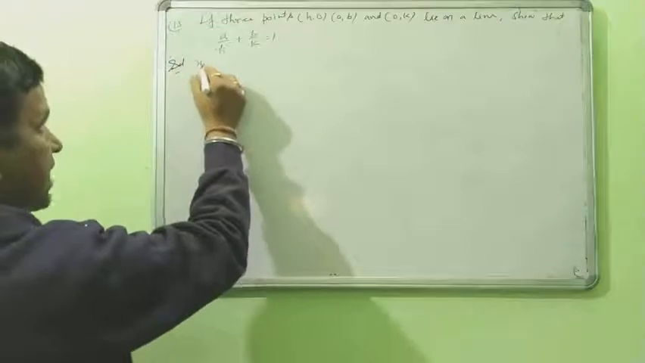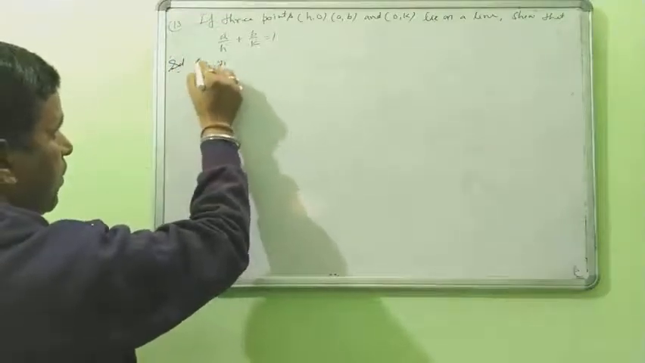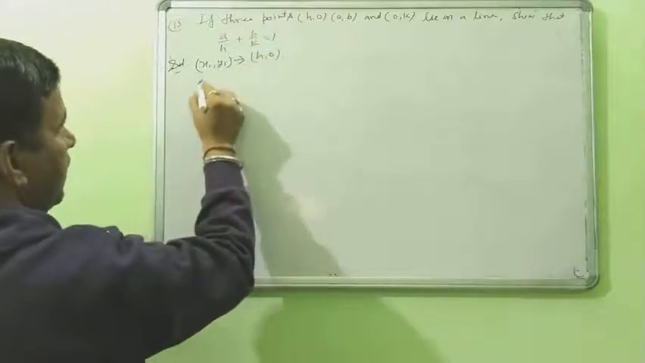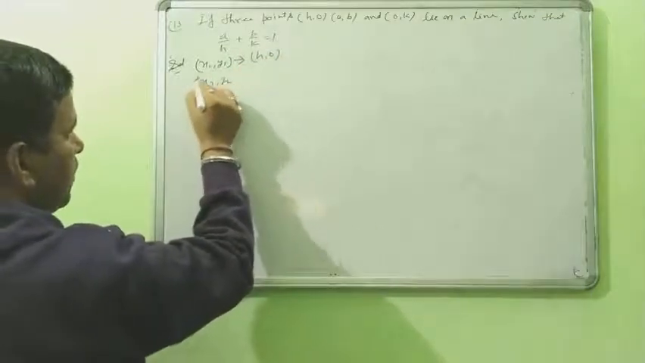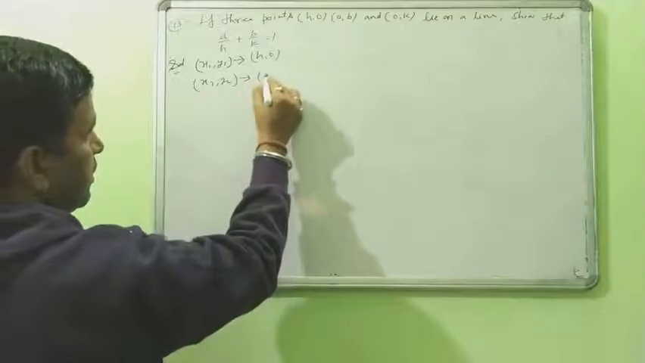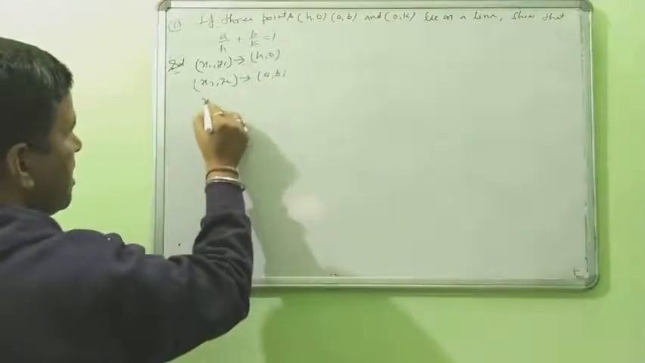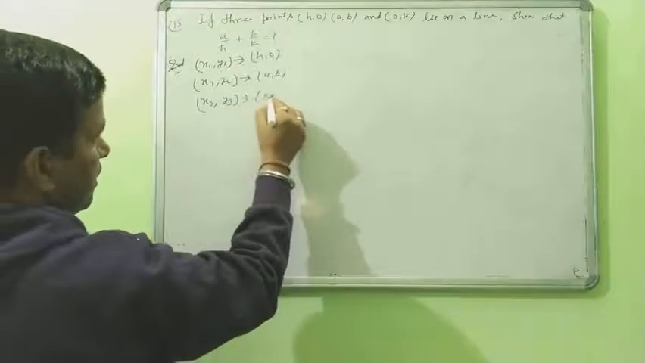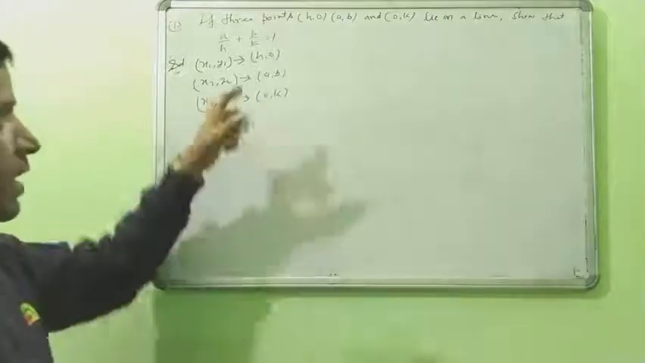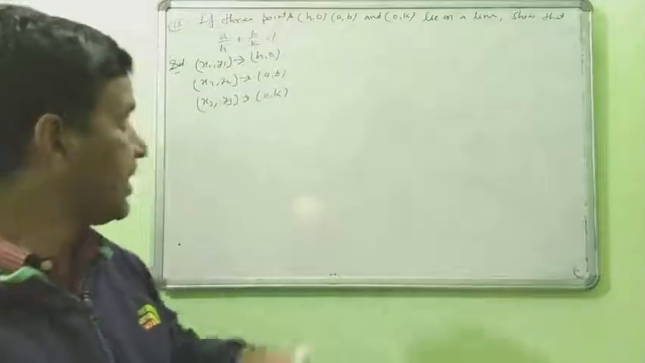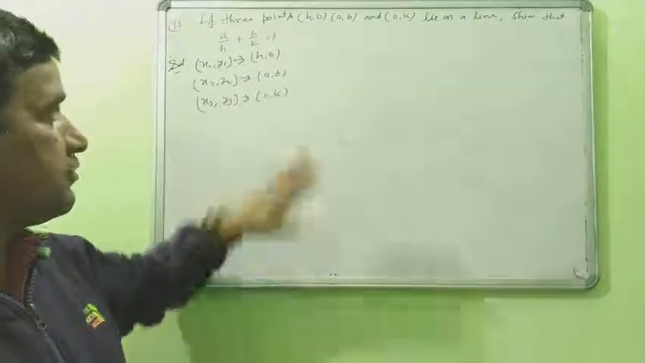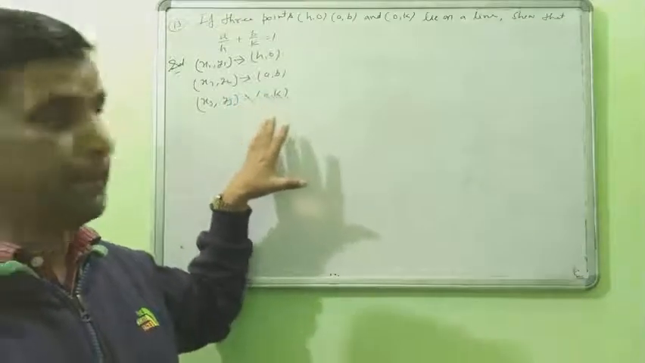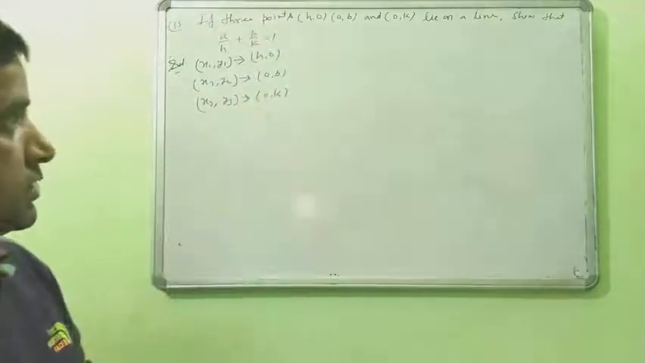First, (x1, y1), then (x2, y2), here A, B, and (x3, y3). First of all, every time write a point in this way, because this is easy to count and easy to put the values in. If you write in this form, it is very easy to put in the values.